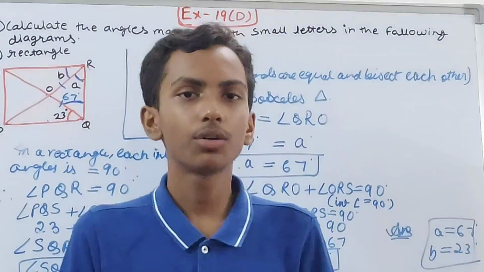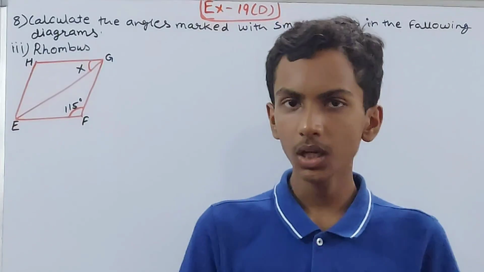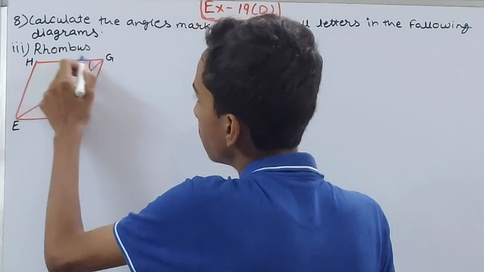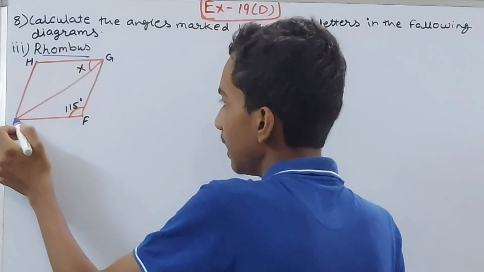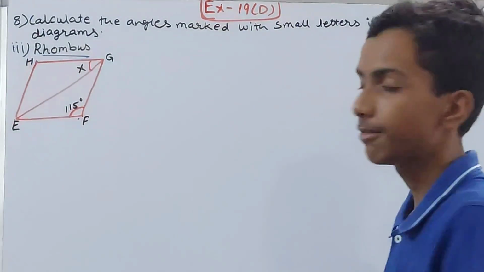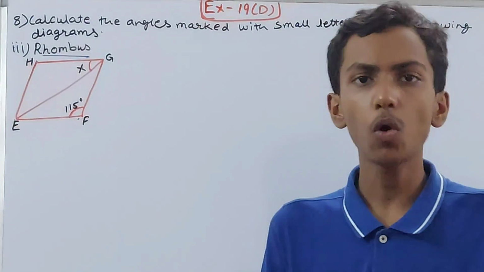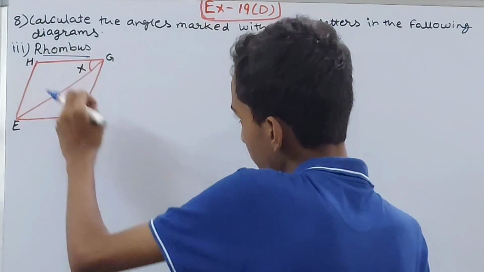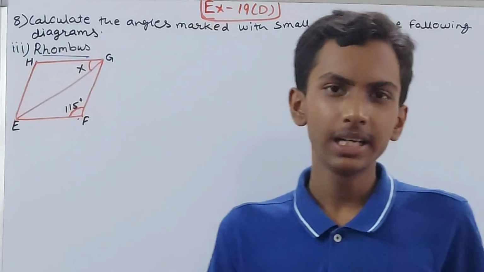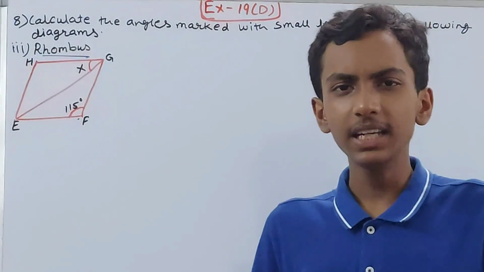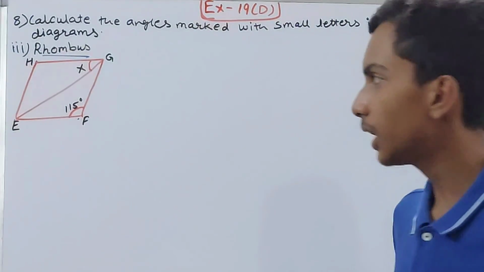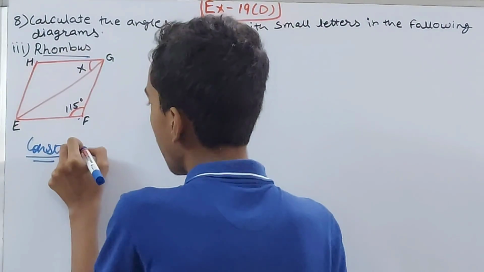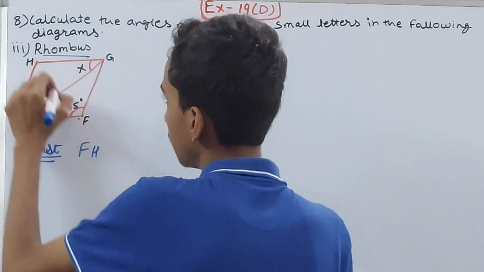And now let's move on to the next part. Now this is the third part and you have what? A rhombus. You have to find out X. Angle EFG is given 115. So what is the way? What do we do? If you see directly, if we even try to find it out, you will find that there is no way. The way is we have to construct a diagonal. So we will construct FH. Okay.